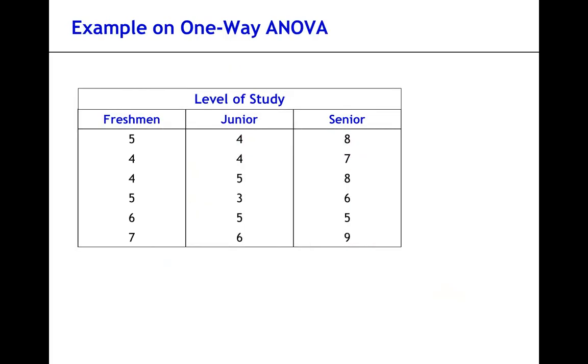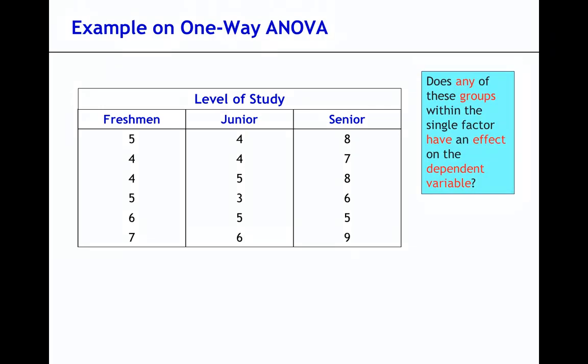In our earlier example, the only factor was the level of studies, which was further split into 3 groups. The objective of the one-way ANOVA is to see if, within this single factor, any of these groups, freshman, junior, or senior, has an effect on the dependent variable.